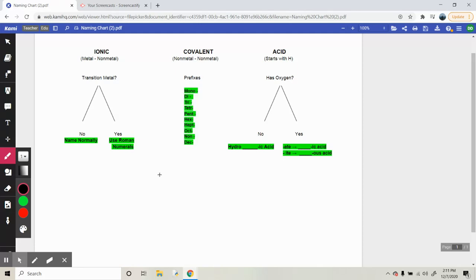So let's go ahead and start with the compound SrCO3. We're going to look at this compound and we're going to say, is this ionic, covalent, or an acid? If anything starts with an H, it will be an acid, so we know it's not an acid. Ionic and covalent. Ionics are metals and nonmetals, while covalents are nonmetals and nonmetals.